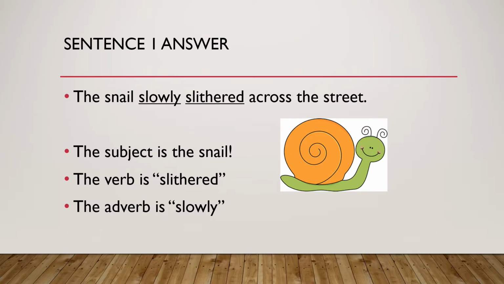Sentence 1, answer. The subject is the snail. The verb is slithered. The adverb is slowly. We can see in this sentence the subject, the snail, is doing the action of slithering, and its modifier is slowly. So the snail slithered slowly.